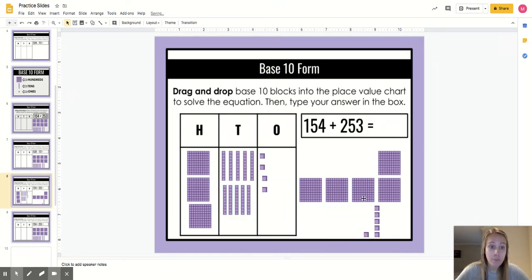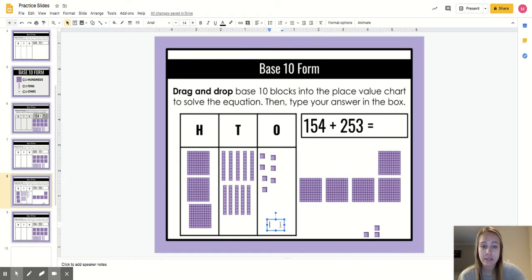And 3 more ones. 1, 2, 3. All right, now the third step is to count up how many hundreds, tens, and ones you have. We always start in the ones column. And remember, from in class, if we have 10, we can circle it and move it over. So let's check. In the ones column, I have 1, 2, 3, 4, 5, 6, 7 ones blocks. So I'm going to type a 7 there so that I remember I have 7 ones.